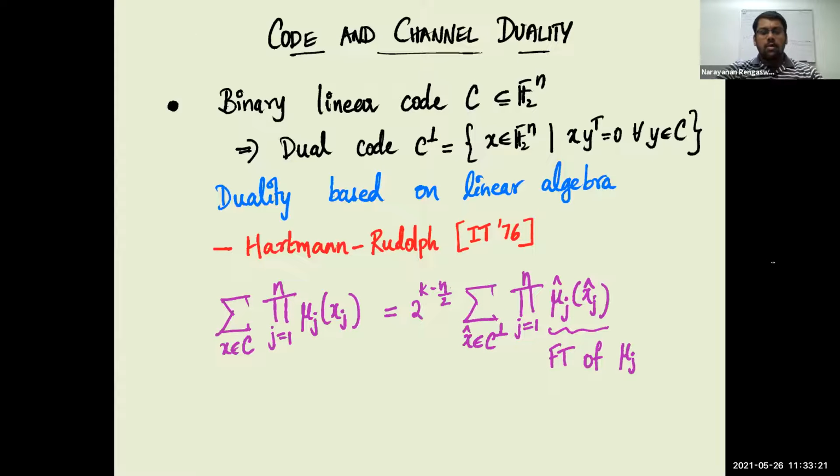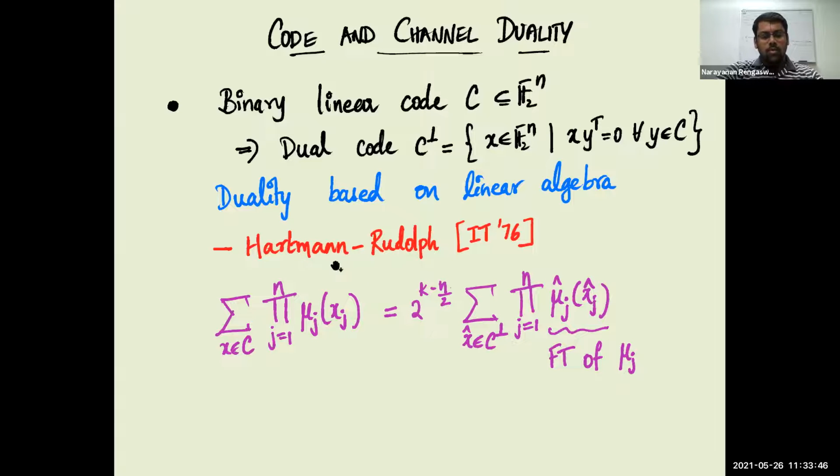We are very familiar with the notion of code duality. If we define a binary linear code as a subspace of the binary n-bit vector space, the dual code is just the set of all vectors that are orthogonal to the codewords in the code C. This duality is based on linear algebra, and it has been used ever since coding theory came into practice. We have used this duality in many ways.